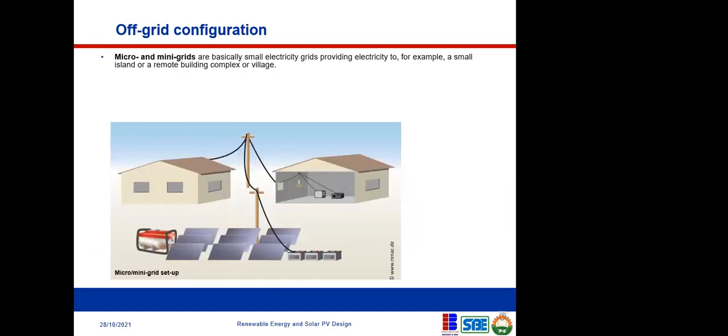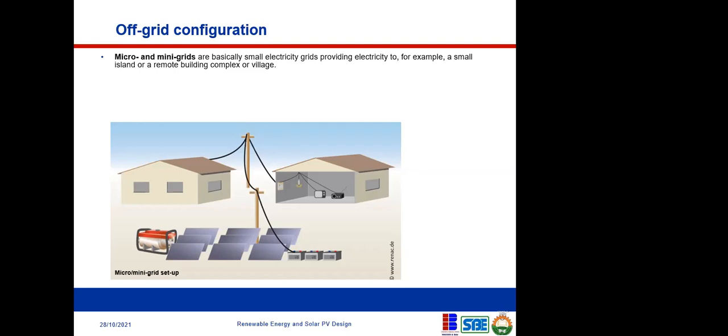So we have the micro and we have the mini grid. Now, these are basically small electricity grids providing electricity to, for example, a small island or a remote building complex or village and all of that. These are smaller off-grid applications. So we'll talk about mini-grid. What that simply means is that it's a solar system that has its own distribution wires, its own distribution network. So you're generating and you have a mini distribution network to take that energy to people's homes. That's what we call a mini grid.